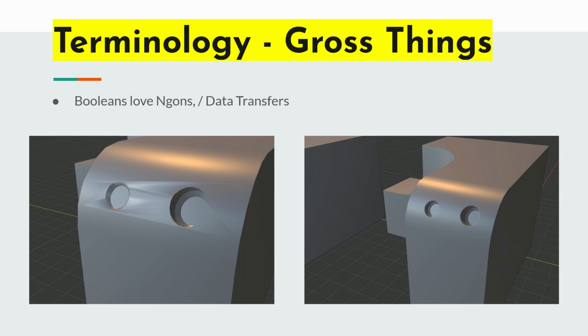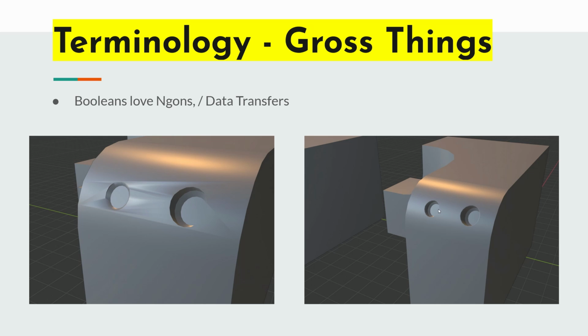So this was done with a Boolean operation. See these little windows? You'll see on the right, it's super crisp, very, very clean. And on the left, it is disgusting. And you can see it tried to triangulate it, it made some n-gons, it did some weird things.